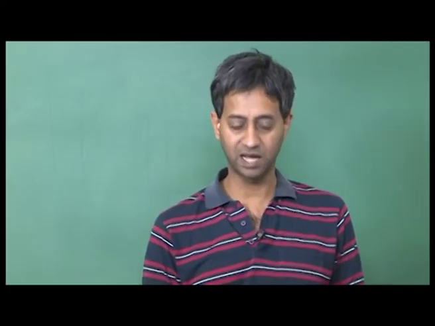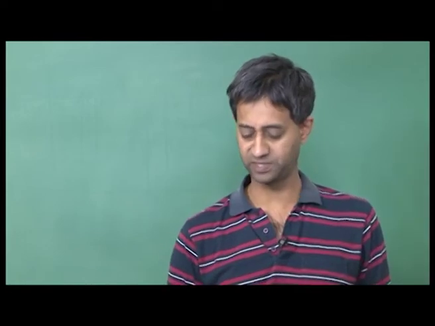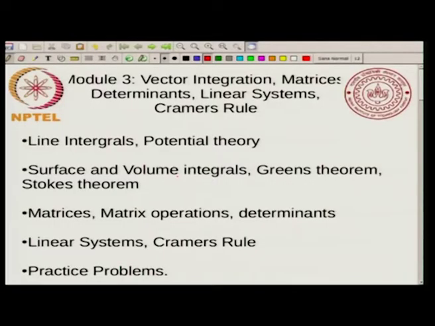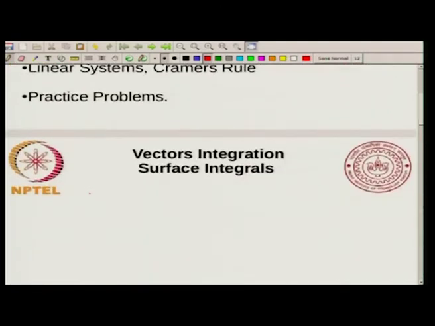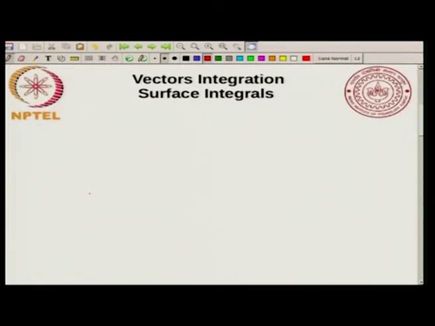So, in this lecture I will be talking about surface and volume integrals. This is another way of doing a vector integration, which is slightly different from the line integrals that we saw earlier, and I will just be mentioning these and just mentioning a couple of theorems. I will not be spending too much time on these, but I just wanted to mention them for completeness. So what is a surface integral?